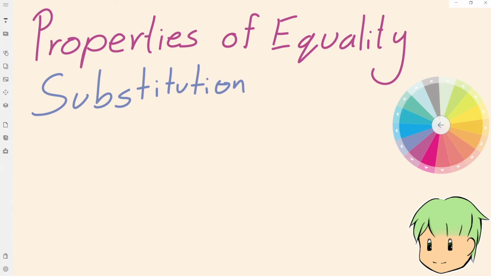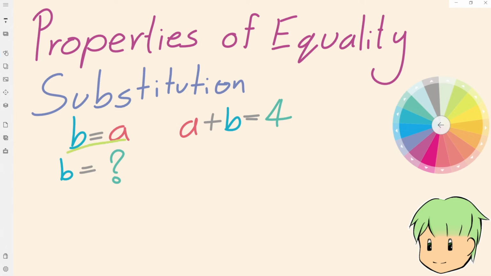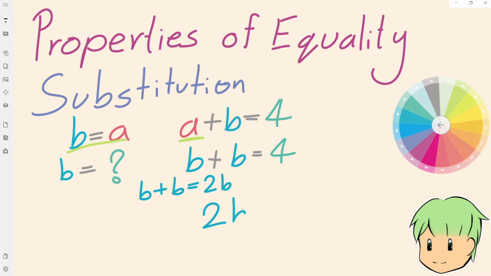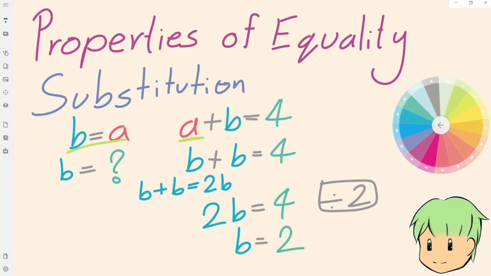Here is a simple way to see it. B equals A, and you are given the equation A plus B equals 4. You want to find B. Then since A equals B, you can just substitute A with B to get B plus B equals 4. Now, B plus B is just 2 B's, so you can write B plus B equals 2B. And again, just replace B plus B with 2B in the equation to get 2B equals 4. And now divide both sides by 2 to get B equals 2.